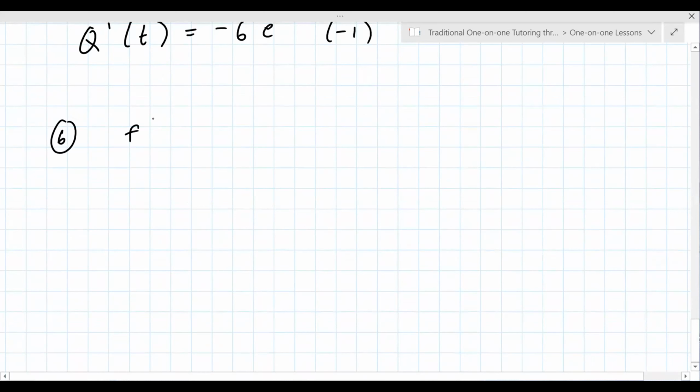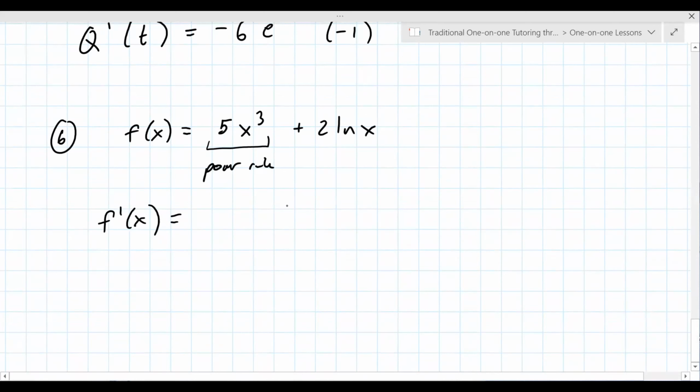6 is f of x equals 5x cubed plus 2 natural log of x. So it's really just two separate things. You've got to be able to take the derivative of this. This is power rule. So what's the derivative using the power rule? Just 15x squared. Good. And then on the right here, as a reminder, 2 times d/dx of ln x is just 2 over x. Nothing more to do there. I don't do anything more to it. Nope, nothing to do.